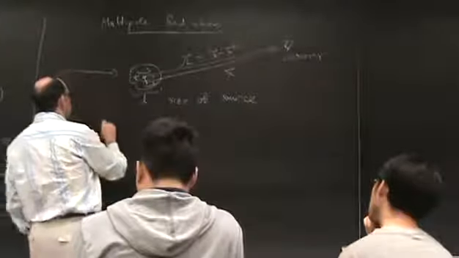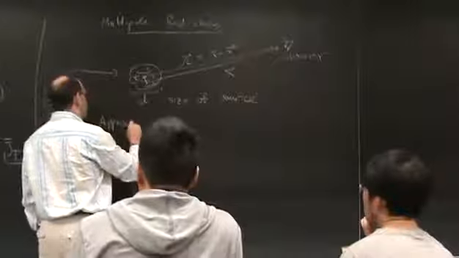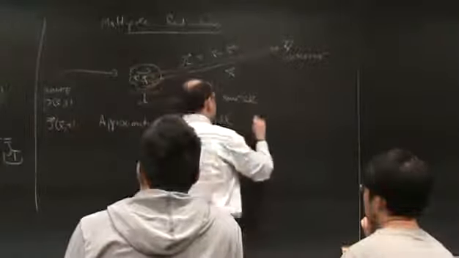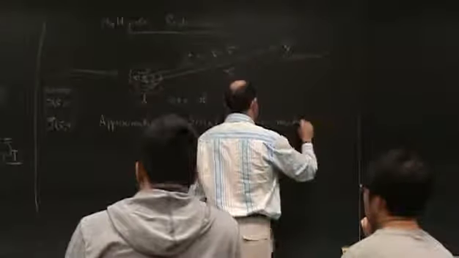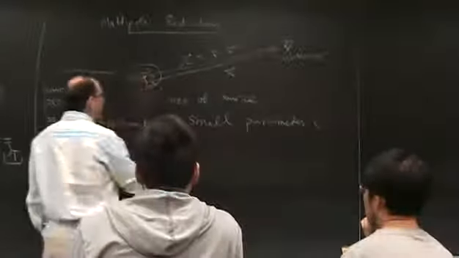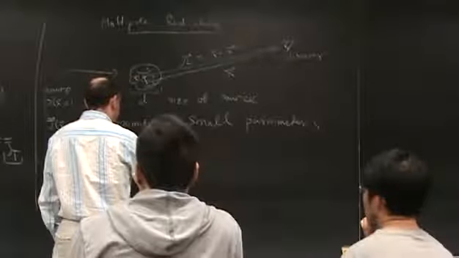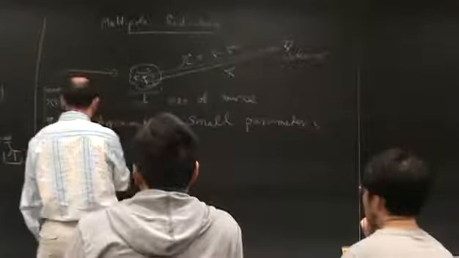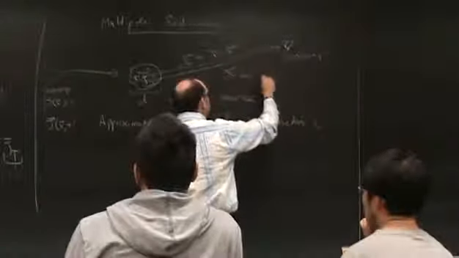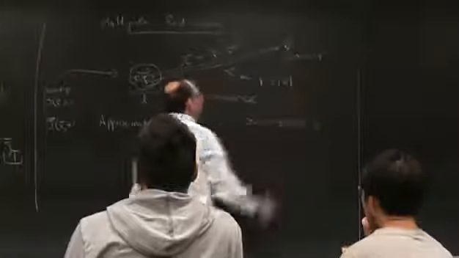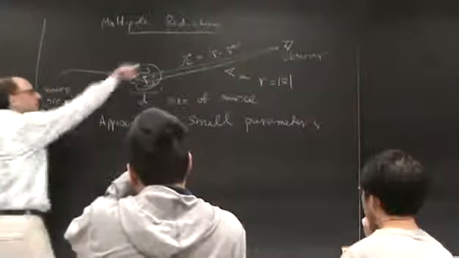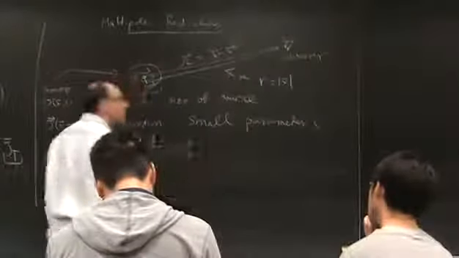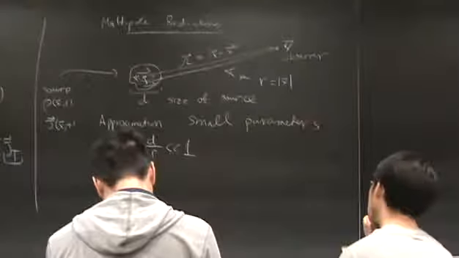So the first approximation we're going to make is the assumption there are small parameters. One is that the size of the source is much smaller than the distance I am away from the source. So we're calling R the magnitude of the vector that describes my position relative to the origin. So this seems to be small compared to 1. That was what we had when we talked about statics.